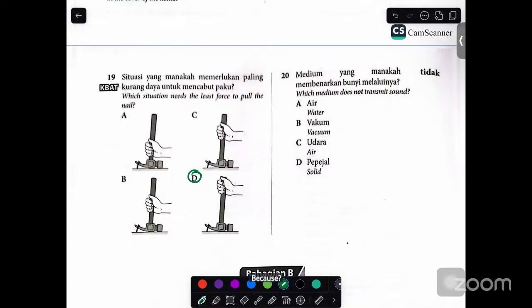Because kita punya daya, I mean, the force that we are applying, dia mesti kena jauh.